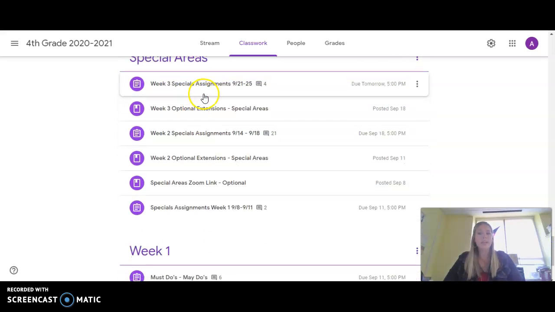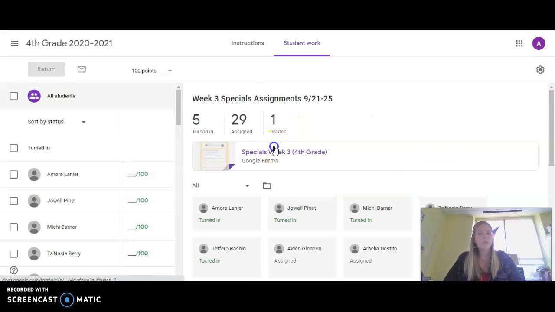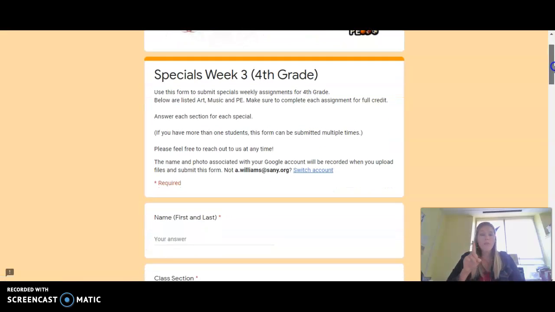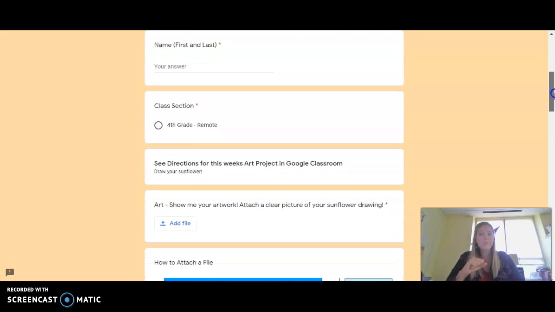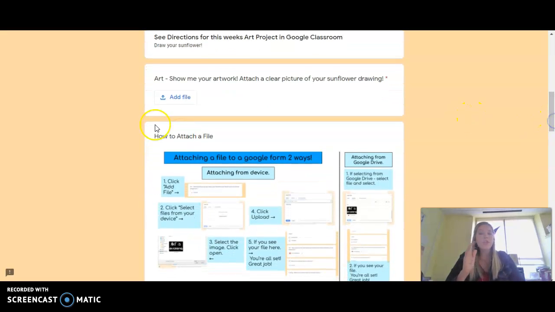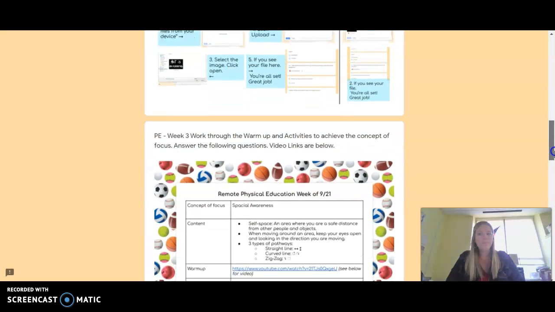Special areas. Let's take a look at special areas for a moment. I've had a lot of students reach out with some confusion on special areas. They have one form for specials. It includes their PE, their music, and their art. It's all in one form. They need to put their first name and last name. They need to choose their class section. All of your students are 4th grade remote. They need to add the file of their sunflower drawing for the week. If a student does not understand how to do that, they can comment on this form, on the assignment, and Miss AB, the art teacher, will step in to help them.